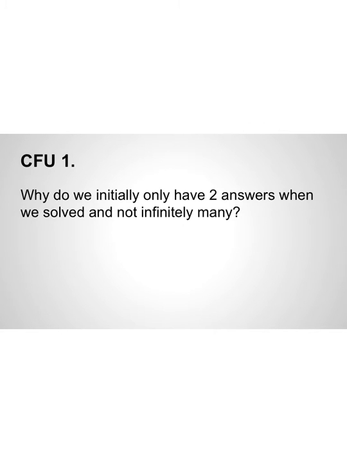Okay, before we move on to our last example, we need to answer the following question in your notes. So here's our first checking for understanding. It says, why do we initially only have two answers when we solved and not infinitely many? Referring to the last example, we only had two answers, whereas in the first example we had infinitely many. How do we know when we want two versus infinitely many? Go ahead and answer that in your notes. While you do this, pause the video, and when you're done, go ahead and turn the video back on.